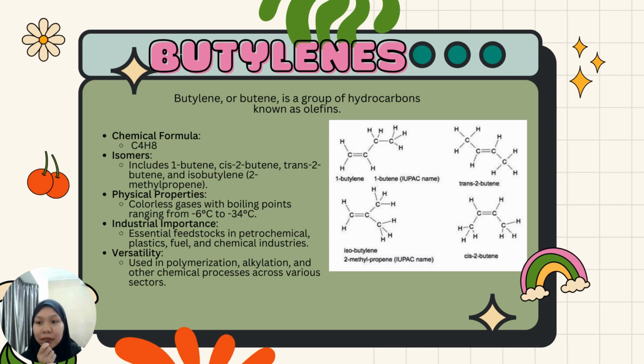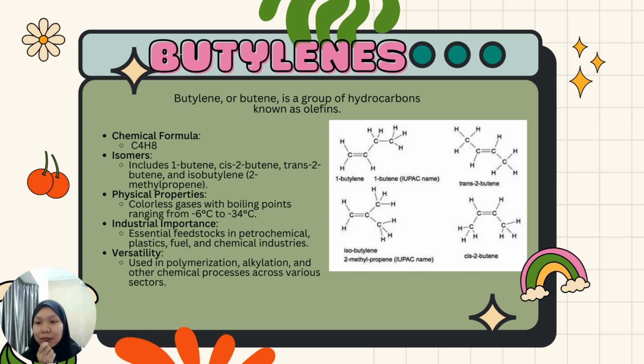They are flammable and readily undergo combustion in the presence of oxygen, producing carbon dioxide and water as combustion products. Butylenes are important industrial chemicals used as feedstock in various processes, including petrochemical production, plastic manufacturing, fuel refining, and chemical synthesis. They serve as valuable intermediates in the production of polymers, solvents, fuels, and other organic compounds.